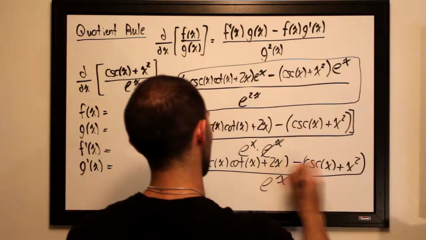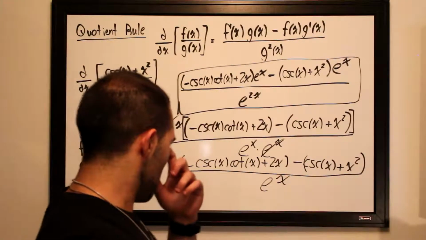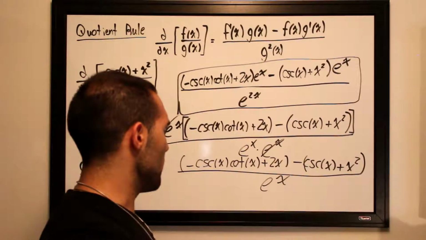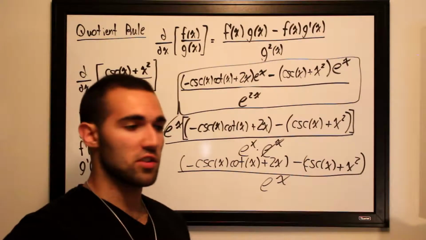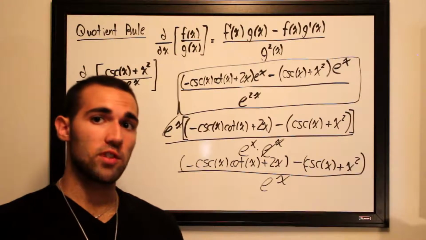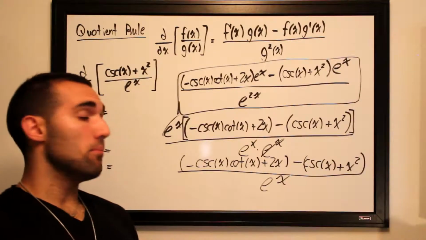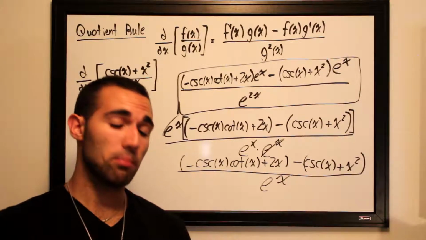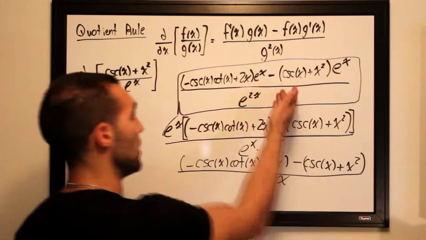If you wanted to clean this up a little bit more, no, you can't factor out a cosecant of x. No, you're pretty much done in this case. This is all you can do in terms of simplification for this derivative. Most of the time your teachers are not going to ask you to simplify though, so this should be more than enough.